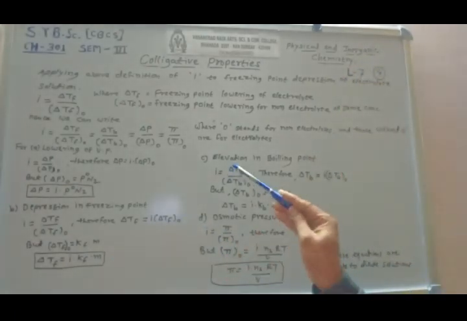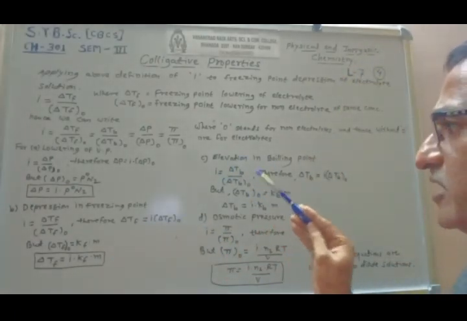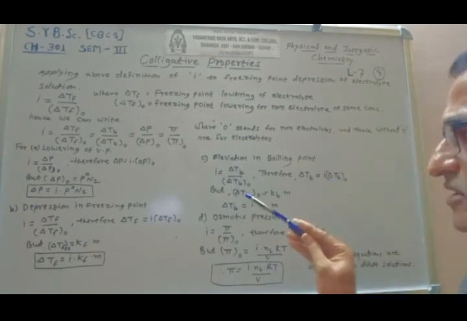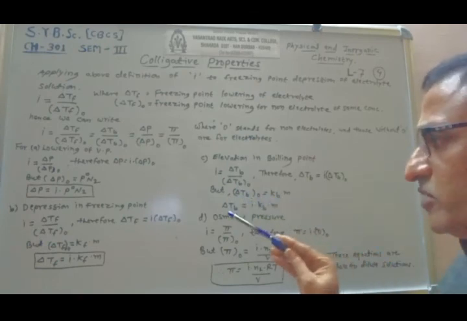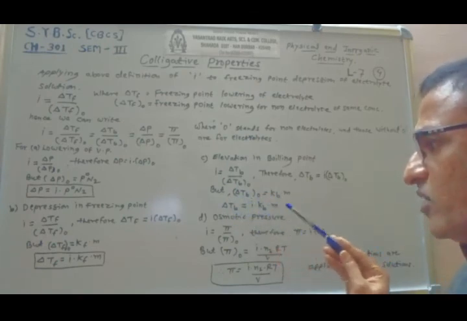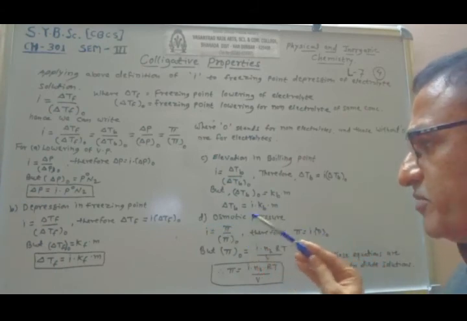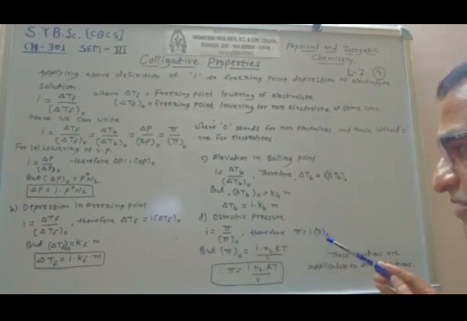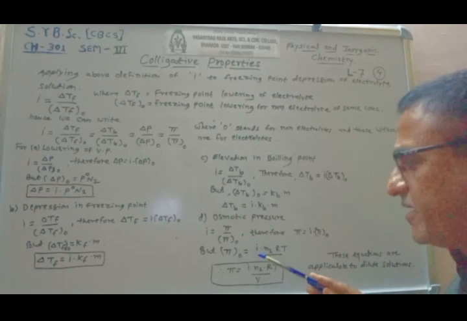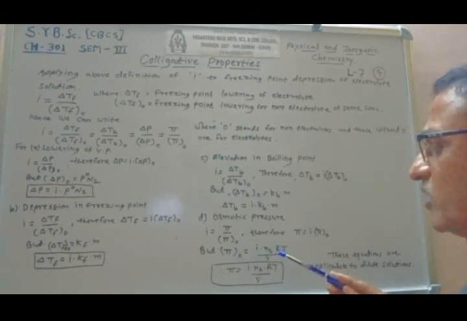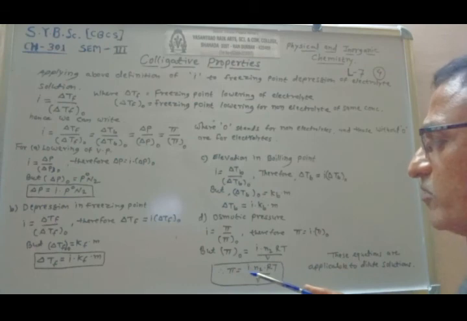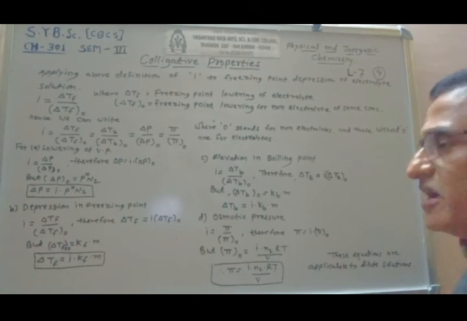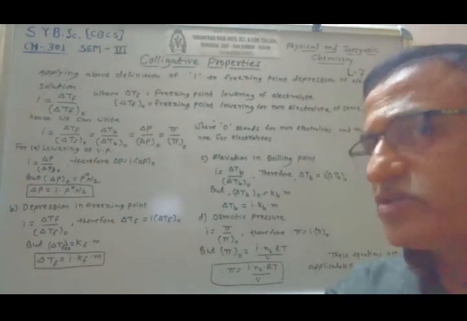Third property, elevation in boiling point. Here i is equal to delta Tb divided by delta Tb0, therefore delta Tb is equal to i into delta Tb0. But delta Tb0 is equal to Kb into m, so delta Tb is equal to i into Kb into m. And the last property, osmotic pressure: i is equal to pi upon pi0, therefore pi is equal to i into pi0, but pi0 is equal to N2 into RT divided by V, therefore pi is equal to i into N2 into RT divided by V. These equations are applicable for dilute solutions. Thank you.